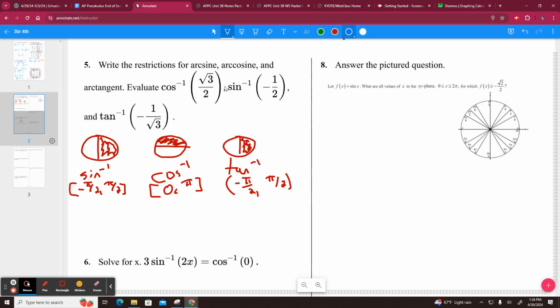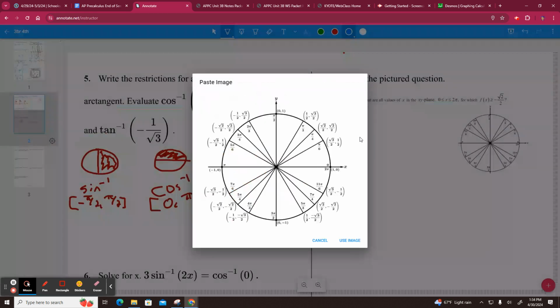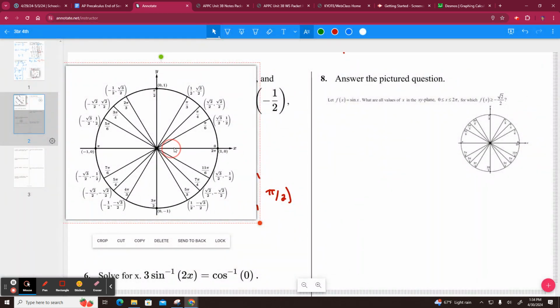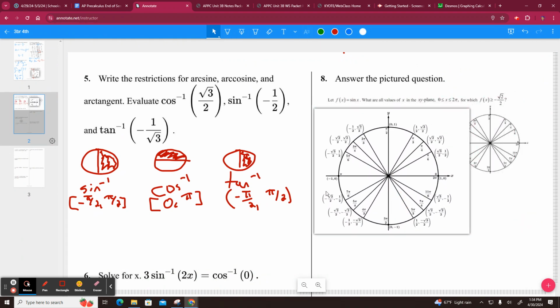Now, let's evaluate each one of these. I'll just paste it on the side and delete it. We don't need it. So actually, it'll be nice to have for later anyways. So if I'm evaluating arc cosine of square root of 3 over 2, I know for arc cosine, I can only be working with this top portion of the circle. So on the top portion of the unit circle, when is it positive square root of 3 over 2? Well, remember cosine's x values, that happens right here. So this is just going to give me pi over 6.